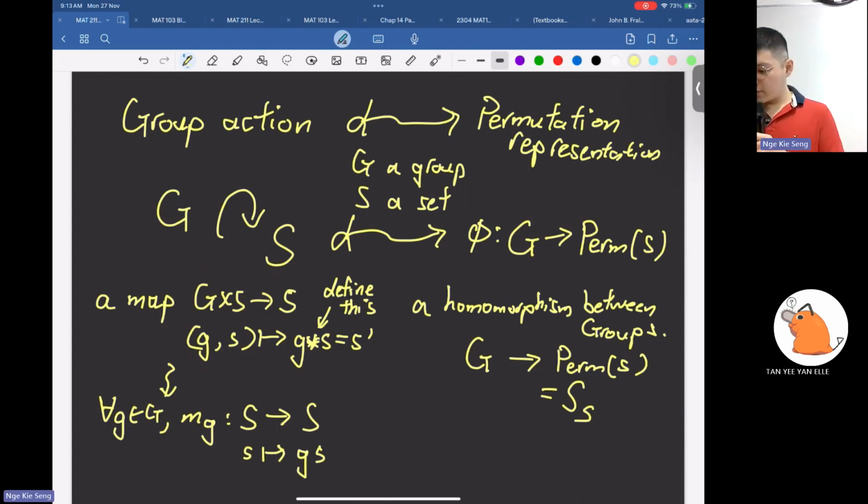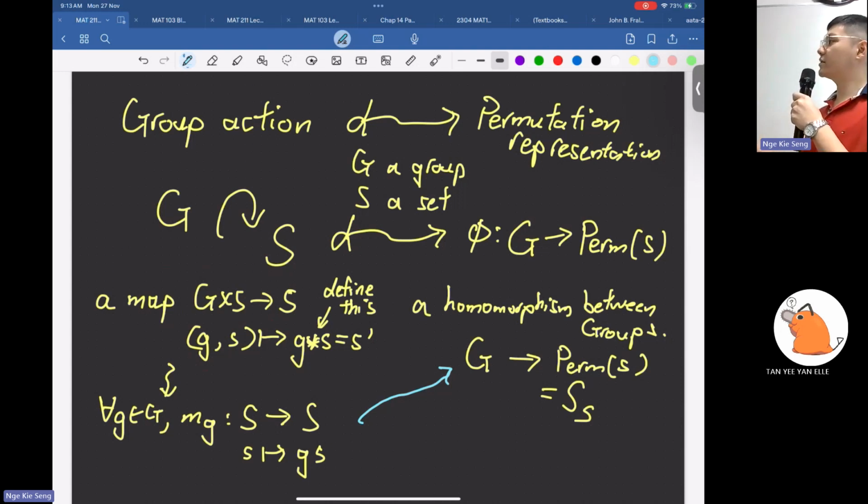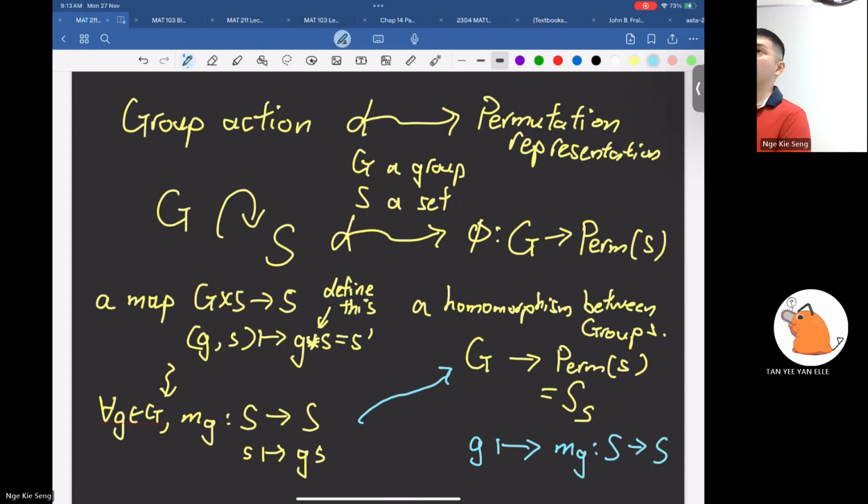So this is how we go from group action to the permutation representation. Why? Because the permutation representation says: give me an element G, and you need to tell me how it permutes the set elements. Tell me how this G permutes the elements in X. This is a different way to see the group action, meaning a group action is equivalent to giving a permutation representation.